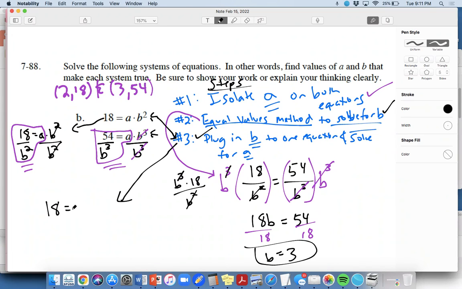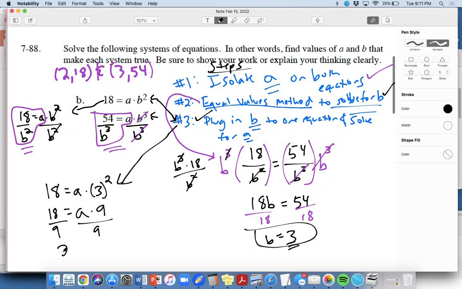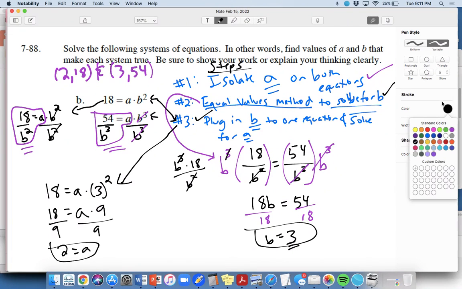So 18 equals a times, well, I did all this work, I got b equal to 3, 3 squared. And yes, I think we're going to see this come together very quickly. 18 equals a, and then 3 squared is 9. So a times 9, well, what do I do to get rid of the 9? The opposite of multiplying is division. So divide both sides by 9, and I get 2 equals a. And there it is. I solved my system.